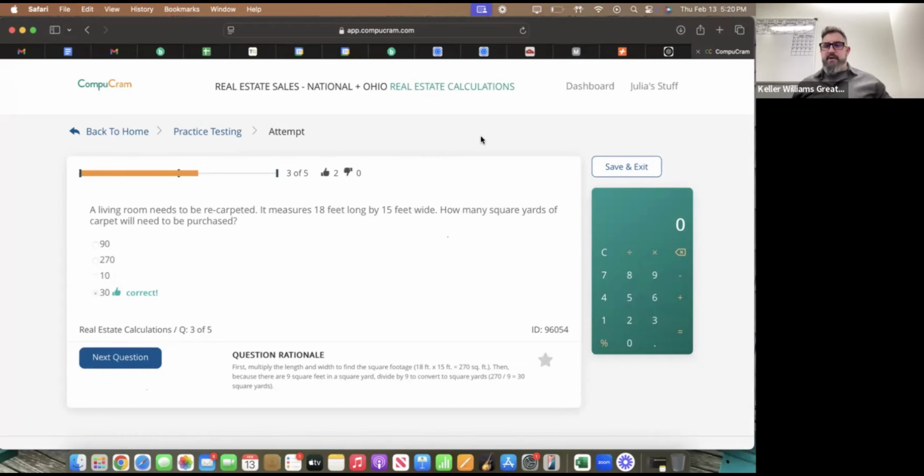And if you think about it, I always like to use visuals, right? So visually, a square yard is 3 feet by 3 feet, and you can fit 9 square feet into that 1 square yard. So when you're going from square feet to yards, you divide by 9 because there's 9 square feet in a yard.